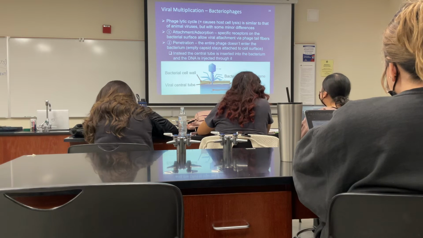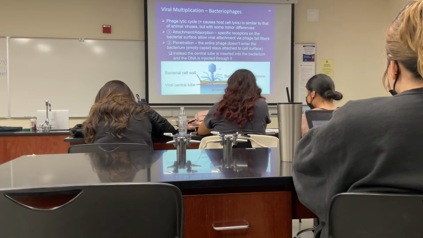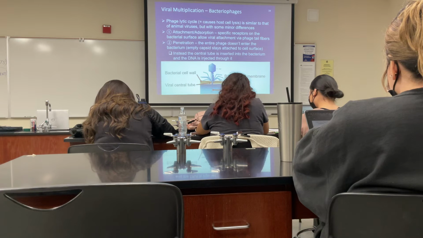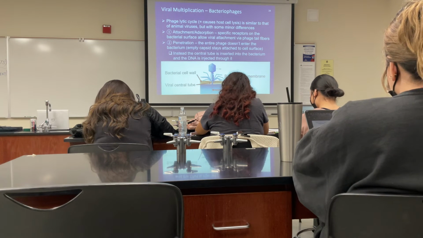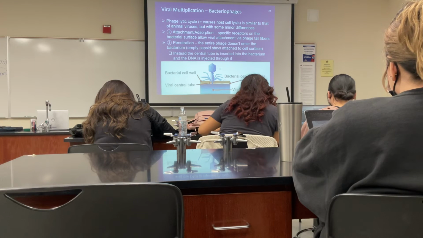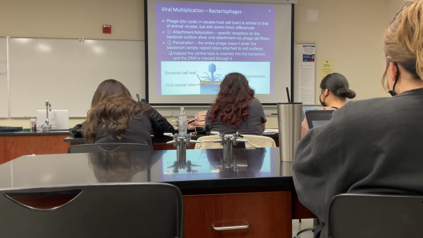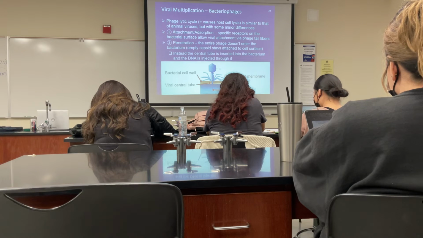Then you have penetration, our second stage. In this case, the phage doesn't need to enter the whole bacterial cell. The capsid doesn't need to go in, unlike with an animal virus. Instead, once the tail fibers come in contact with receptors on the cell wall, it's basically going to penetrate the wall and inject the bacteriophage DNA into the bacterial cell. And the rest is just going to stay attached as a hollow shell on top of the bacterial cell.